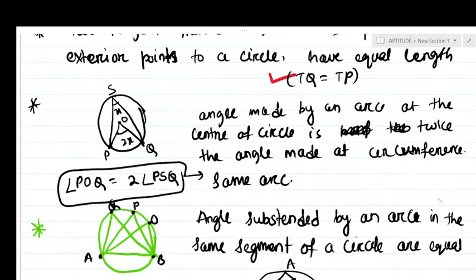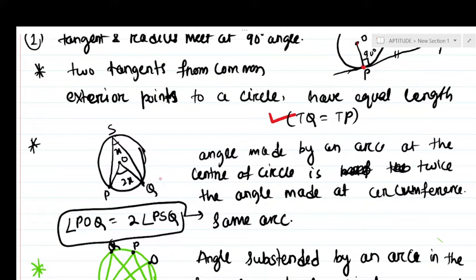And then, if you draw an angle from two points P and Q, one from the center and another from this point S on the circumference of the circle, then the relation between the angles will be that angle POQ is equal to twice the angle PSQ, of the same arc. This is one property.